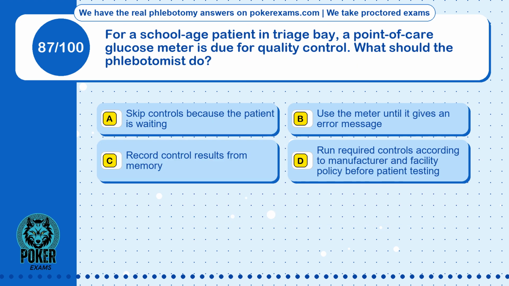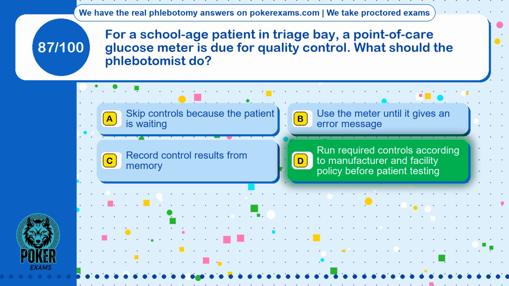Question 87. For a school-age patient in triage bay, a point-of-care glucose meter is due for quality control. What should the phlebotomist do? Option A. Skip controls because the patient is waiting. Option B. Use the meter until it gives an error message. Option C. Record control results from memory. Option D. Run required controls according to manufacturer and facility policy before patient testing.